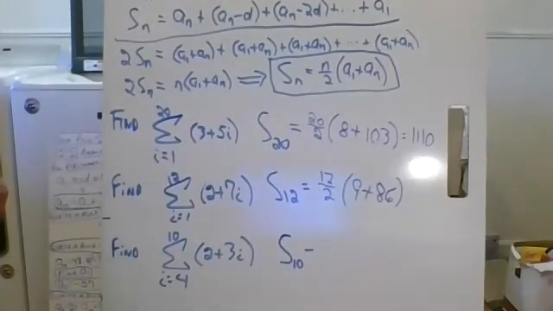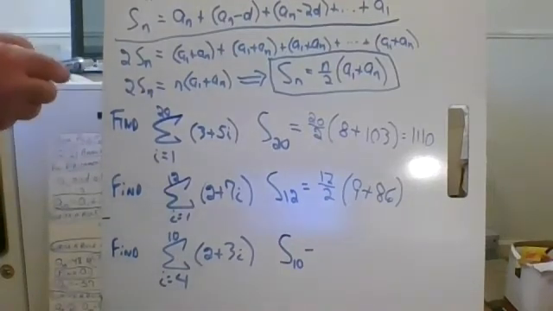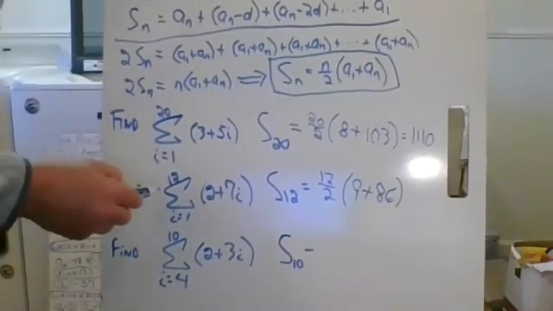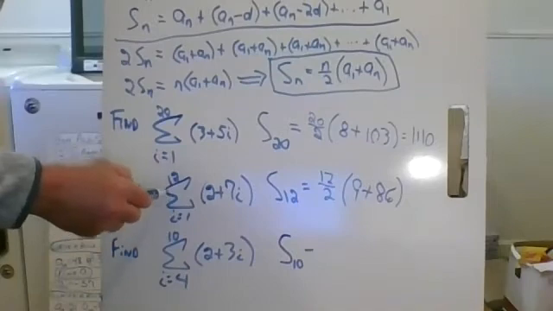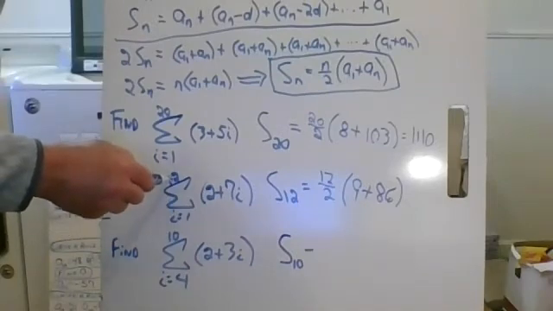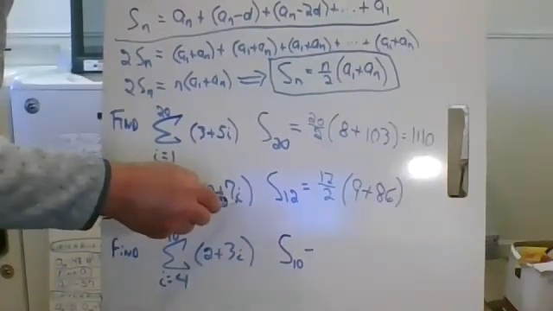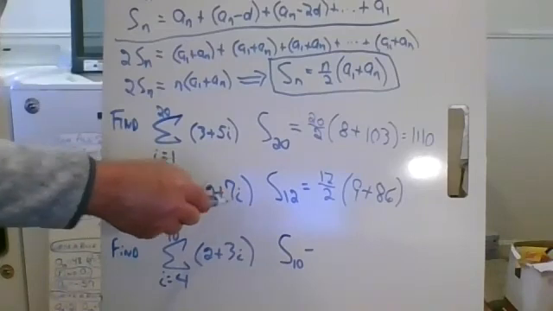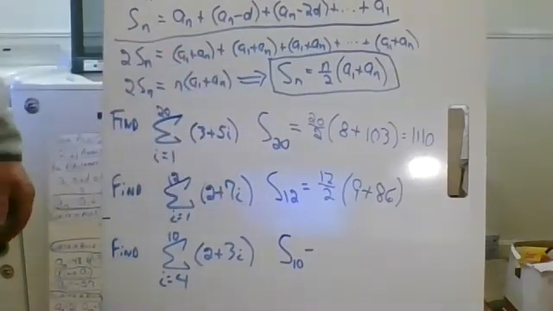And that's how you use the formula for an arithmetic series. You need n, you need a sub 1, and you need a sub n. And when you're given sigma notation, there's your n, and your a sub 1 is putting a 1 into this, and your a sub n is putting the n into that. And you get the numbers you need.